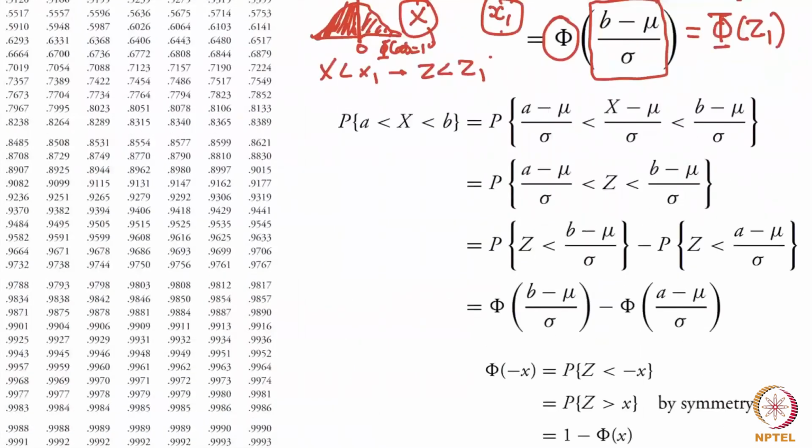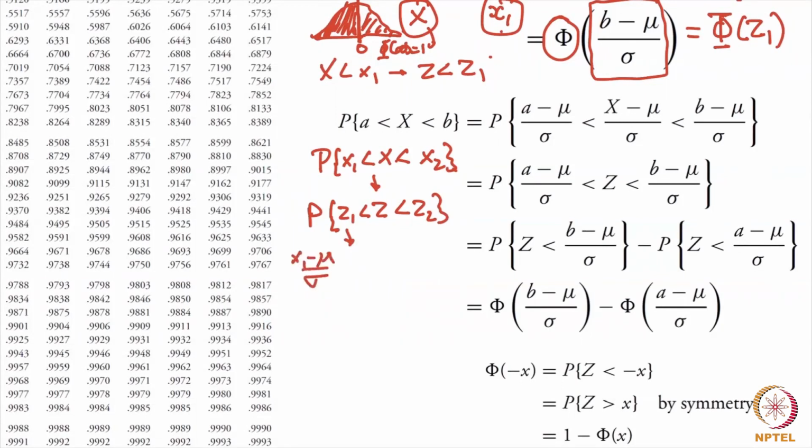Similarly, if I want the probability that X1 is less than X less than X2, all I do is I transform this into another equation, Z1 less than Z less than Z2, where Z1 is X1 minus mu by sigma and Z2 is X2 minus mu by sigma. And Z is, of course, the standard normal table. Now, how do we find out this? This is the probability that Z is less than Z2. This is the probability that Z is less than Z1.